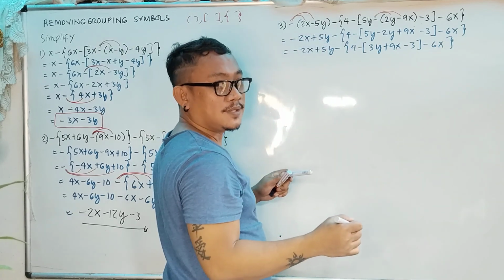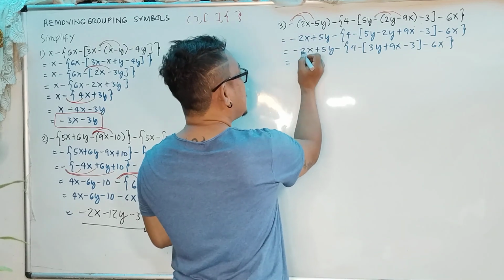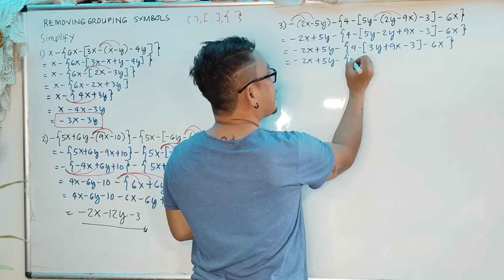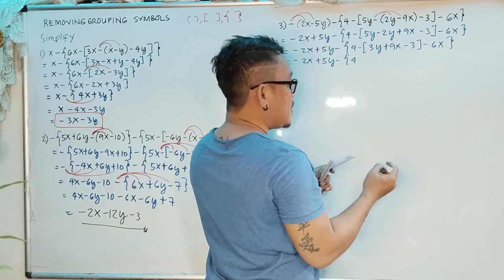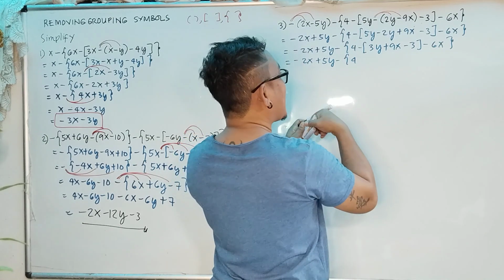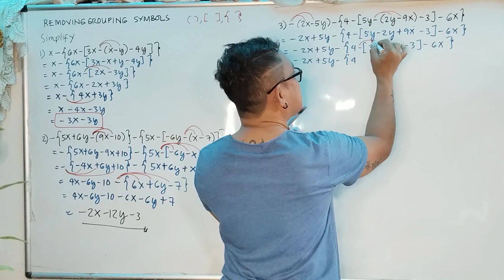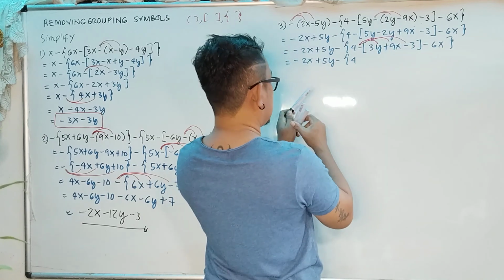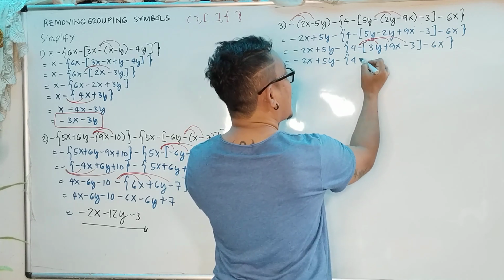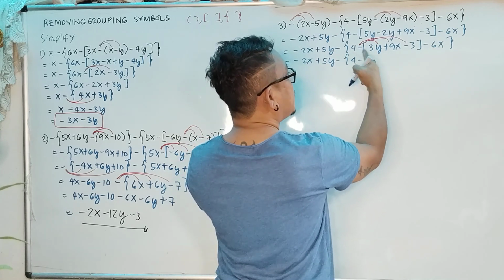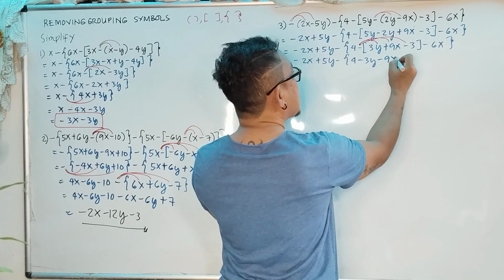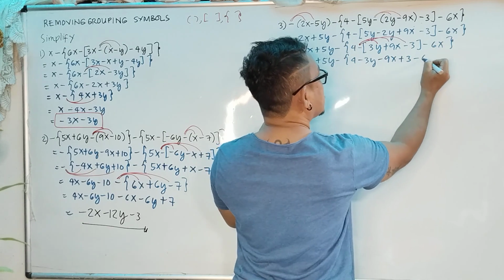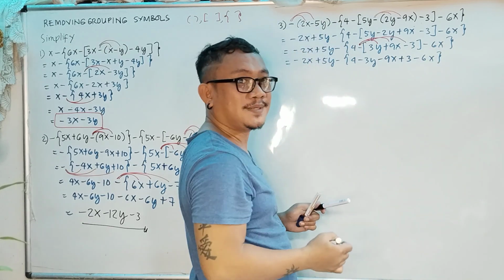Okay? So, let's continue. We just copy minus 2x plus 5y minus 4. Then, here, we can now remove the bracket. Again, by distributive law. Negative times 3y, negative times positive, negative times negative 3. So, you have here, negative times 3y, negative 3y, negative times positive, minus 9x, negative times negative, so plus 3. Then copy, minus 6x, close the brace.